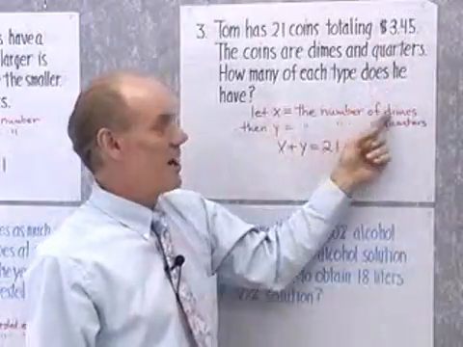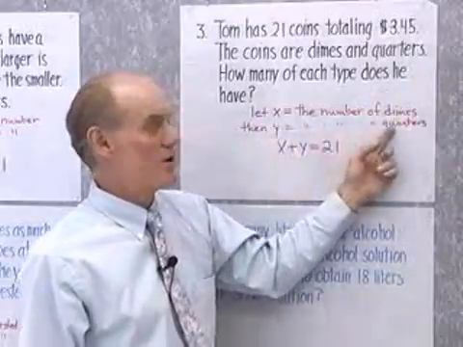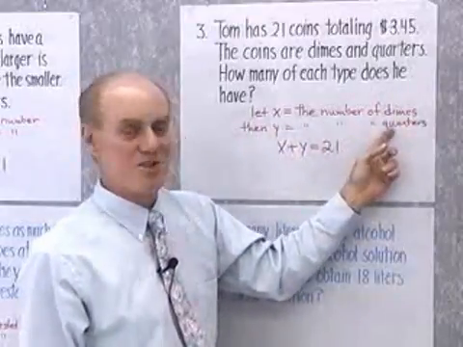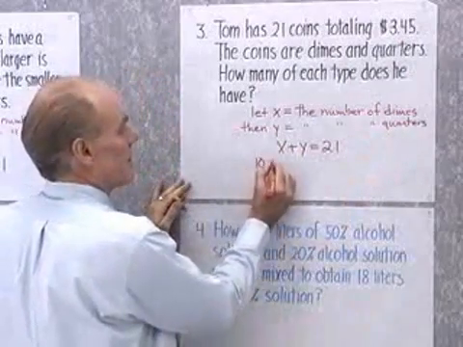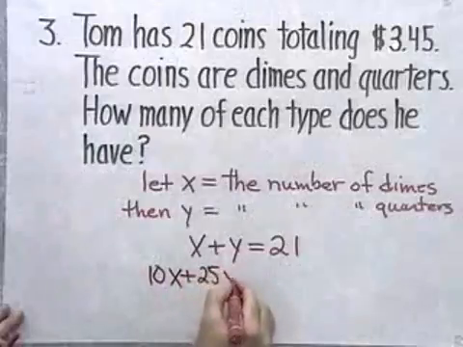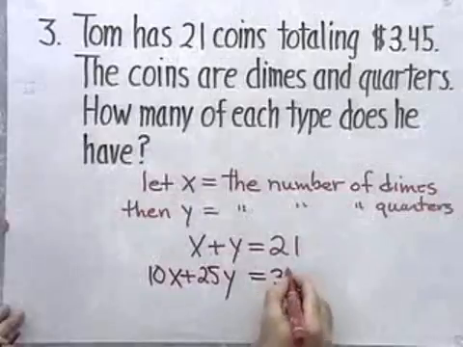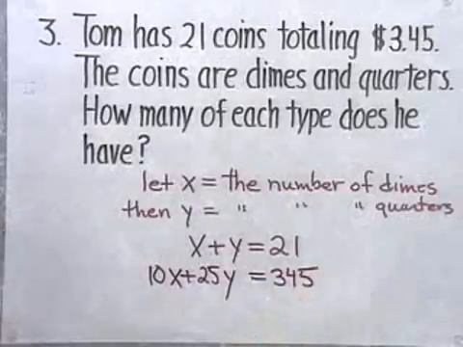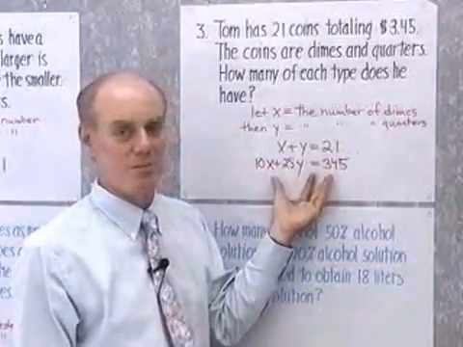Next, the total value of the coins is $3.45. Well, I have X dimes, each one of which is worth 10 cents. And I have Y quarters, each one of which is worth 25 cents. So I'm going to say 10 cents times the number of dimes plus 25 cents times the number of quarters is going to come out to be the total amount of money I have, which is 345 cents. And I'll do this in cents rather than dollars and cents so that I can avoid writing a decimal down.